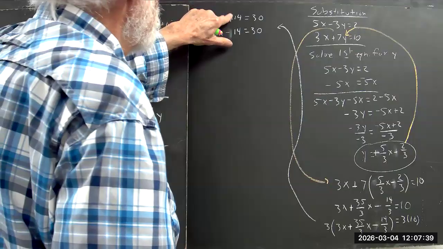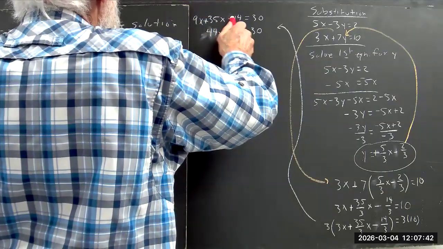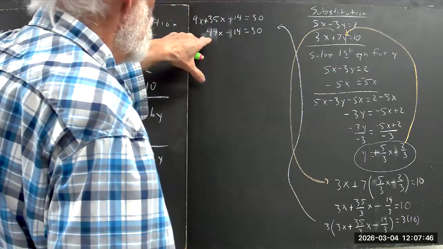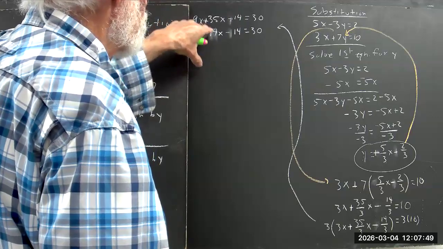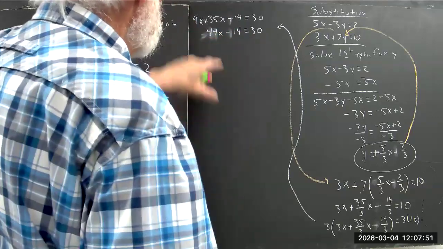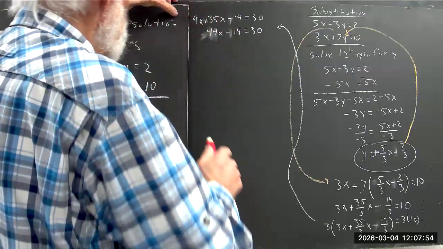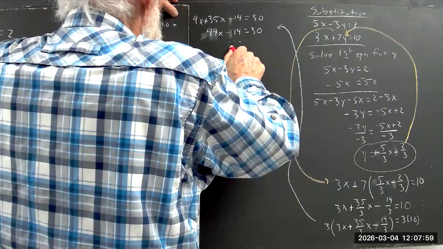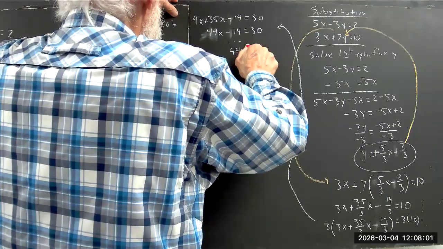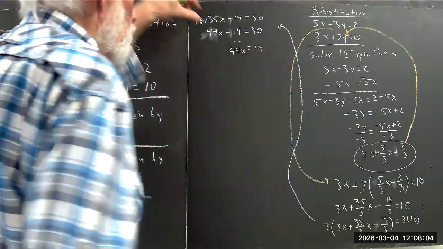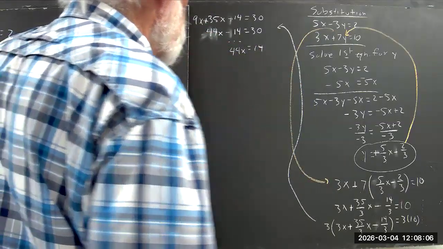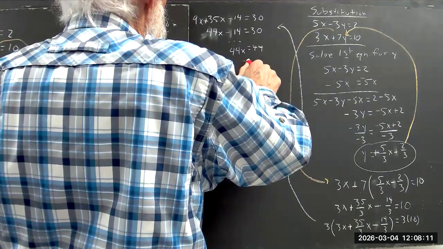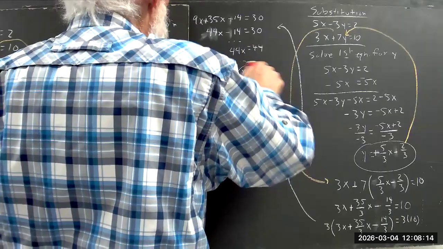Now my equation should read 9x plus 35x minus 14 equals 30. 9x and 35x makes 44x. So I have 44x minus 14 equals 30. I add 14 to both sides. I'm not going to do the steps on the board since I've wasted a little time here, but it's clear that I add 14 to both sides. I'm going to end up with 44x equals 44. And then it's clear that x equals 1.